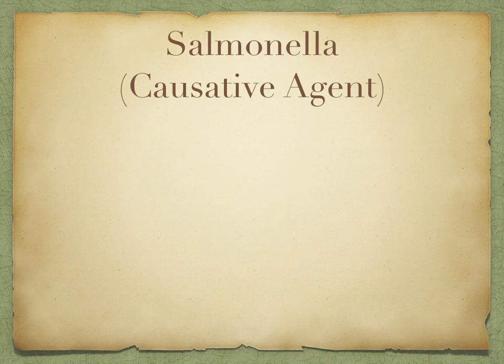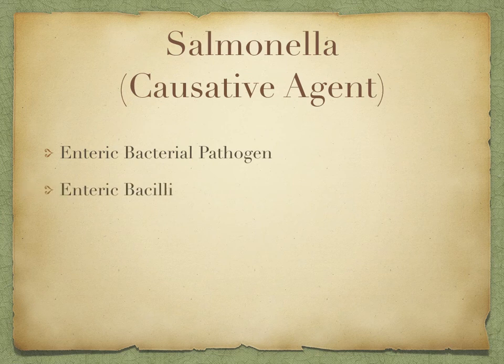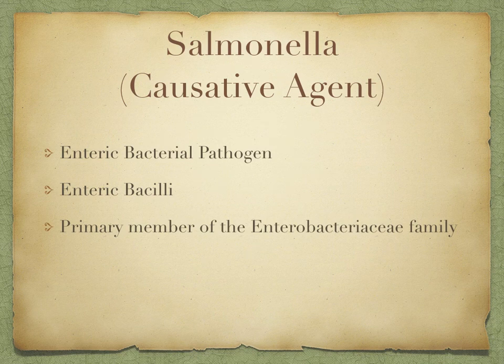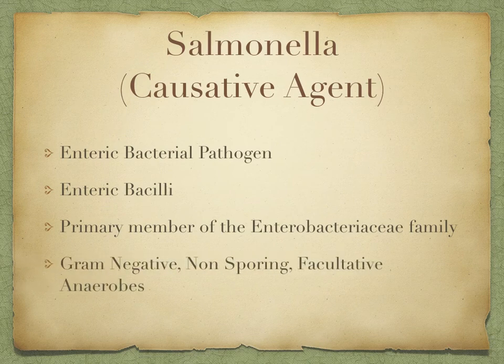So, starting with salmonella, the causative agent is an enteric bacterial pathogen. It is an enteric bacilli. It's a primary member of the Enterobacteriaceae family. It's gram-negative, non-sporing, and a facultative anaerobe.